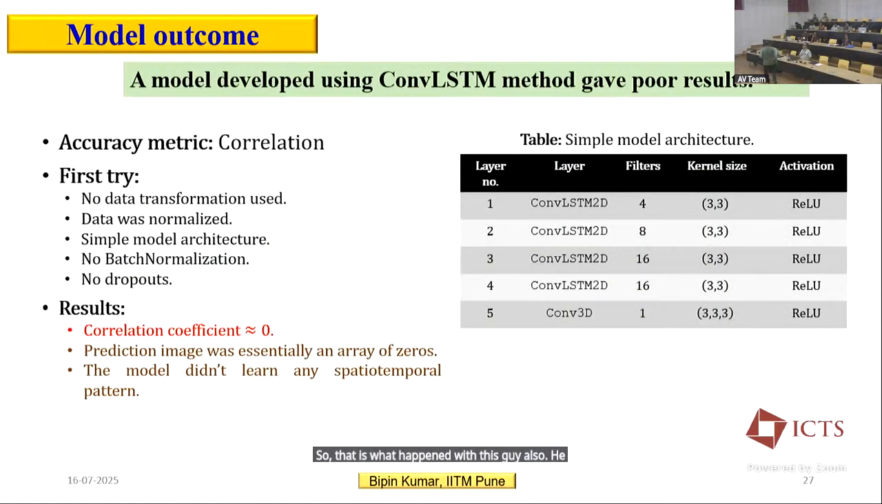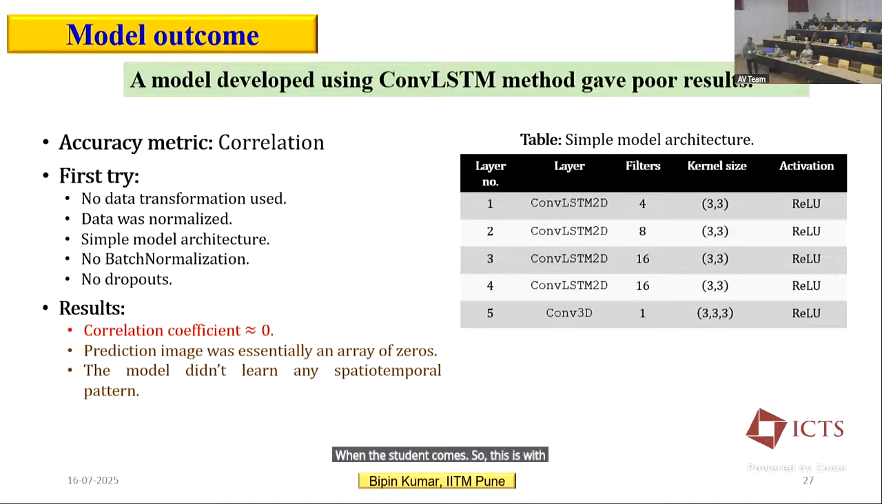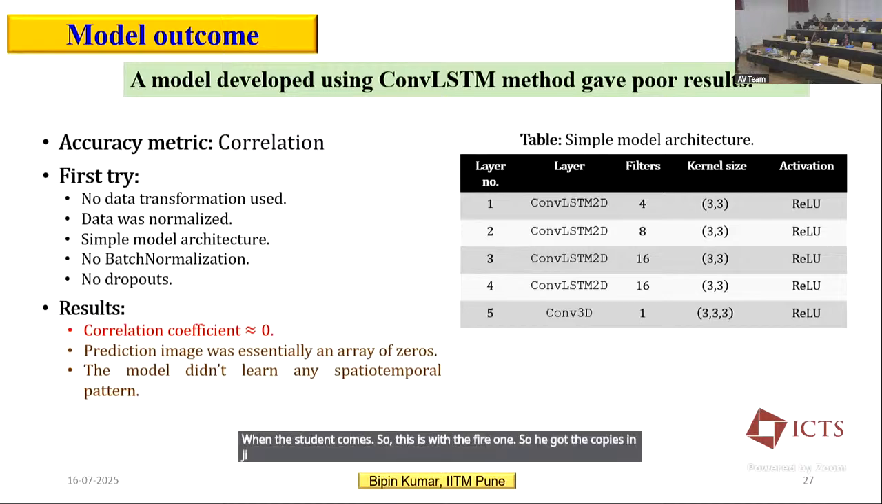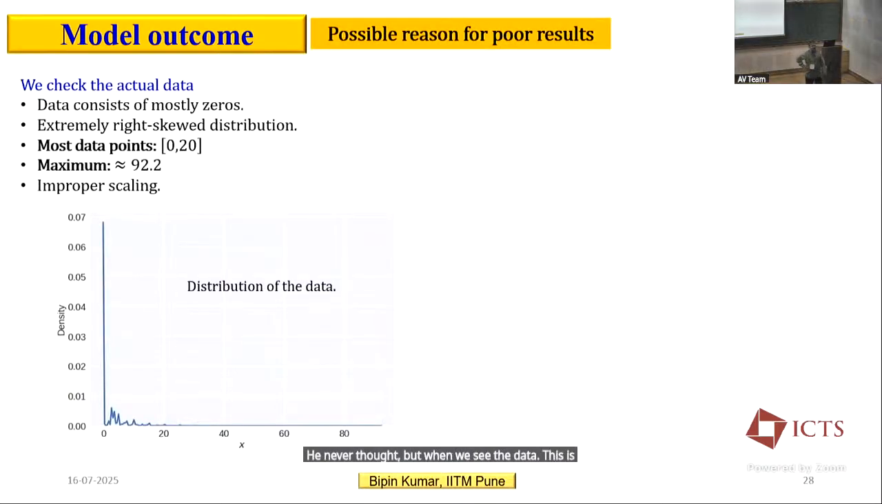He just said that we have got this result. And I think in that case, Dr. Rajiv is also involved in all those discussions when the students come. So this is with fire one. He got the coefficient 0. Then I said, okay, can you show me your data distribution? He never thought of it, but when we see the data, this is the way.